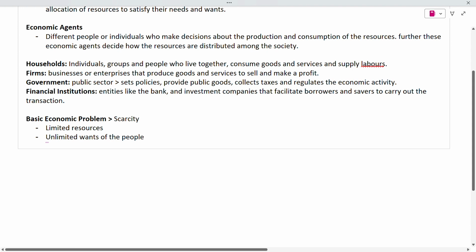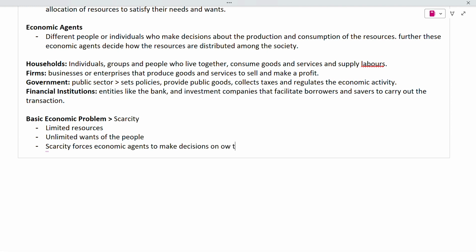So that means these limited resources are insufficient to meet the unlimited wants and needs of the people. And as old wants get satisfied, new wants emerge. So that means that the basic economic problem can never be solved in the society. And scarcity forces economic agents to make decisions on how to best allocate the resources effectively. So that is how scarcity impacts different agents.